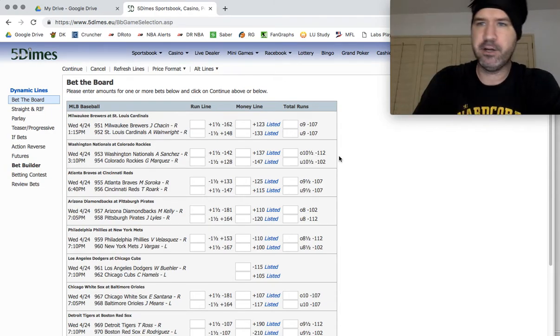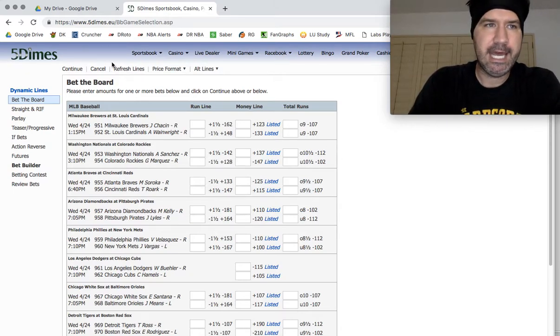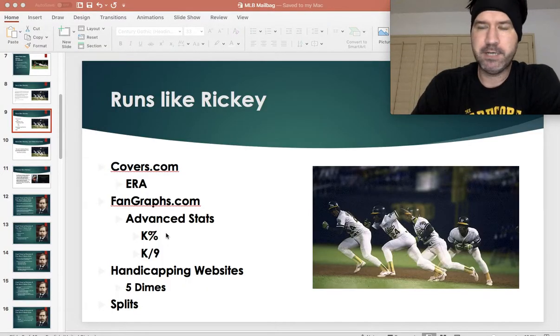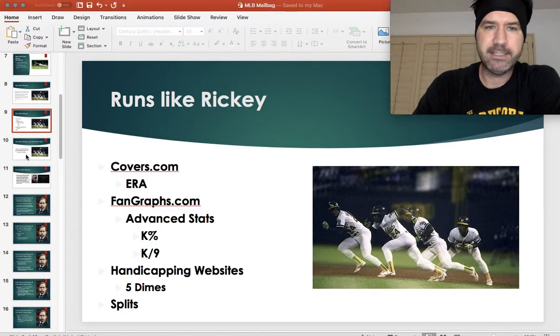And then again, you just make your chart on your Google Doc, and those are the sites that I use to find runs. You want to try to find runs, and then you work backwards, and wherever you can find runs, those are the bats that you're going to be on.